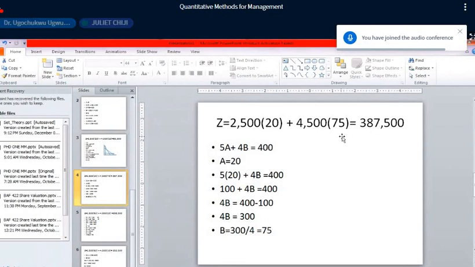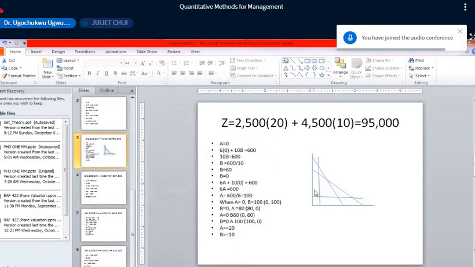Now, the one that gave us the optimum is 387,500. And what is in this graph? What is the intersection? At what point are we talking about? This is the point that gave us the maximum profit. If you look at it, you can see that it's still higher above every other point. So this is the point that gave us the maximum, and we call this point the optimal solution.